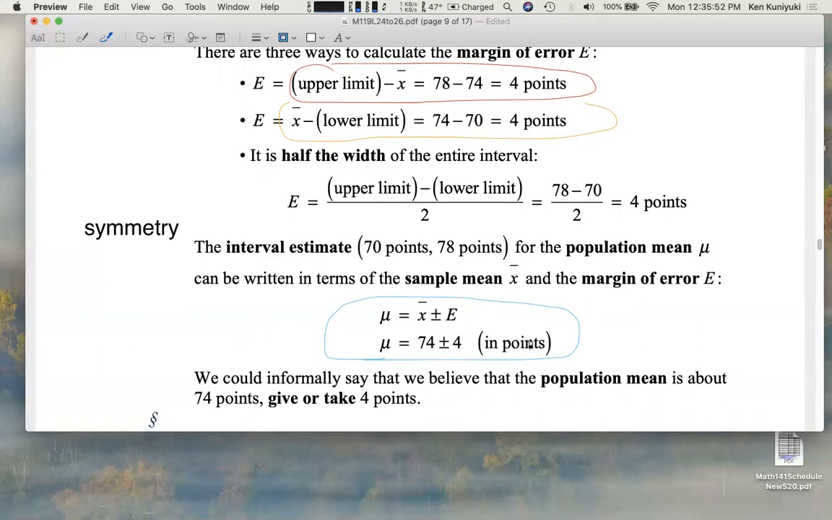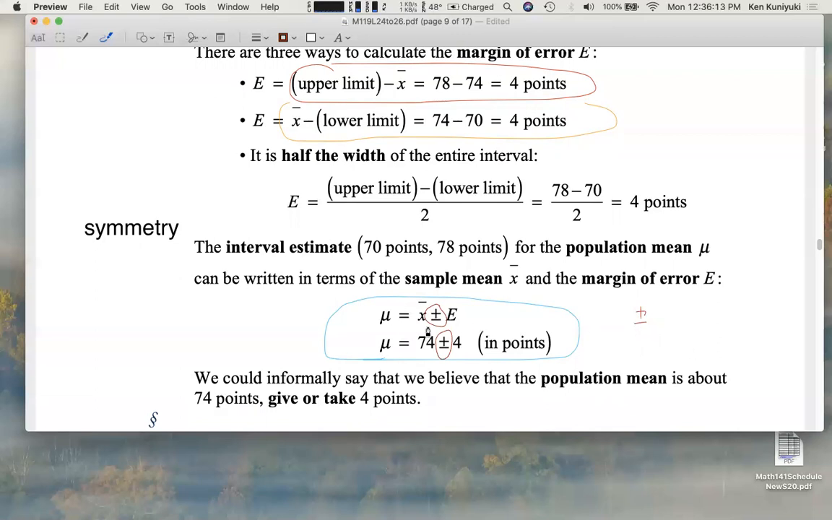Now, I need to clarify something about this plus or minus notation, because when you used it before in your algebra classes, you may have used it in a different way, like in the quadratic formula. In the quadratic formula, when you saw plus or minus, you usually took both cases and accepted both cases, and there were two answers to your problem.